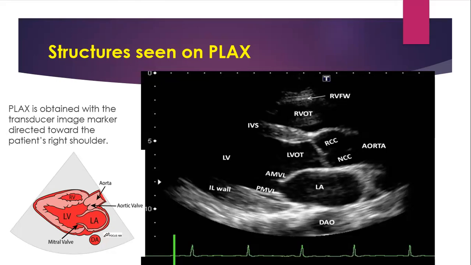You can see the DOA, which means the descending aorta, at the far point. Then you can see the left ventricular outflow tract. Okay, you can see it there. It is the parasternal long axis.